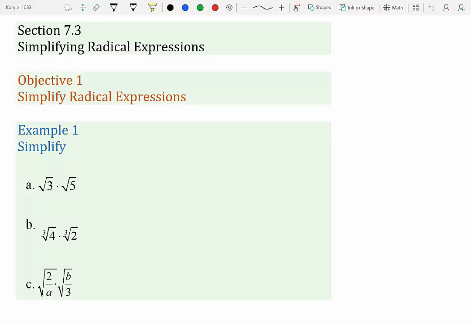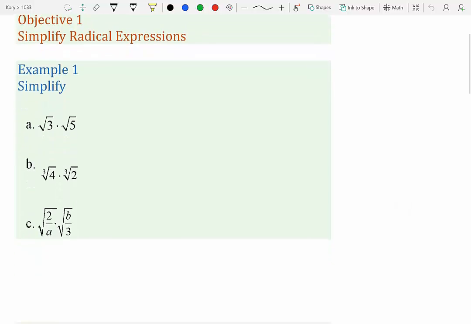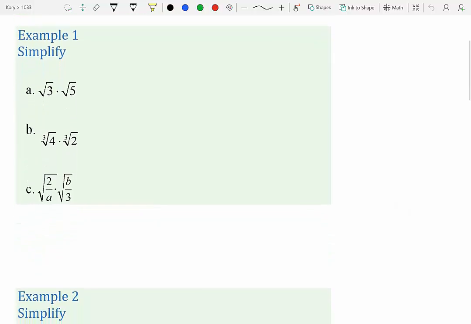Alright, so objective 1, simplify radical expressions. So all we're going to do is just simplify. And that could be multiplying, adding, subtracting, dividing. It can mean a bunch of things. So here it says we're going to multiply. So when you have radicals, you just multiply the inside with inside and outside with outside.